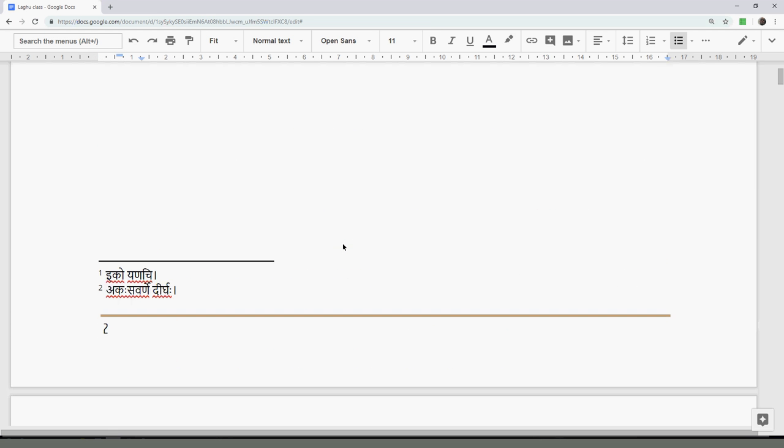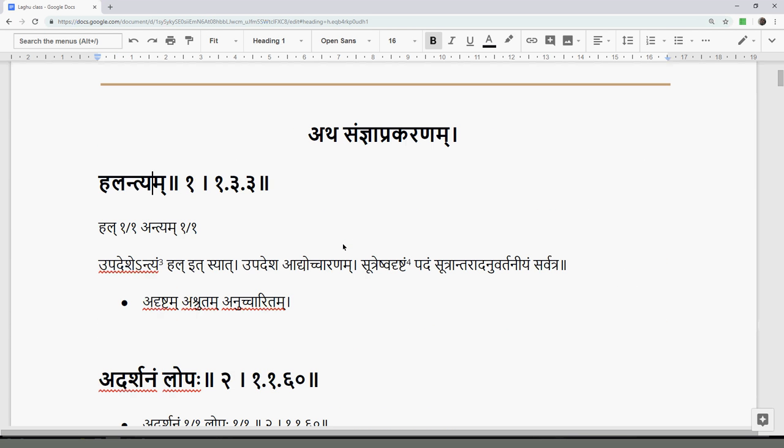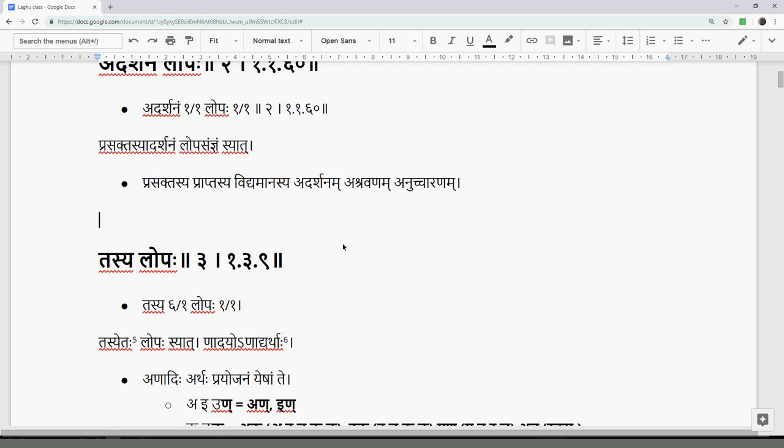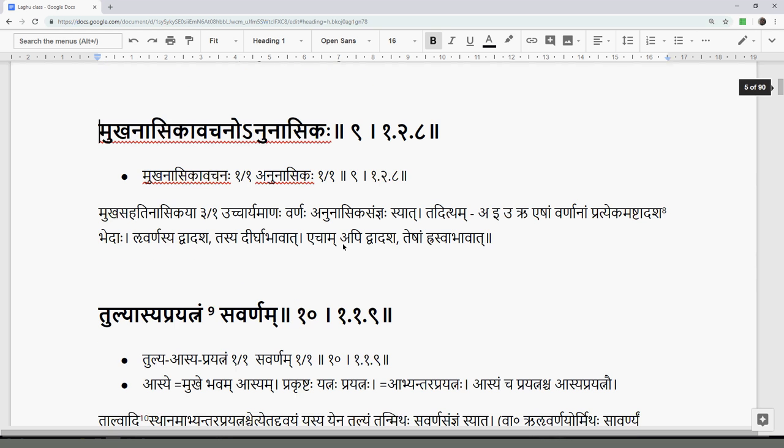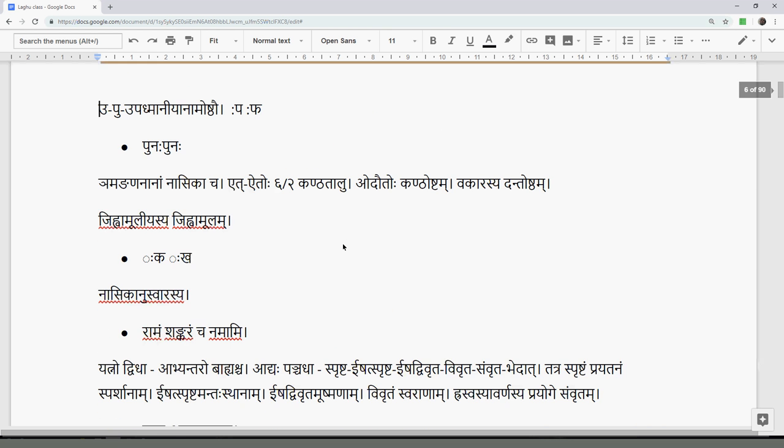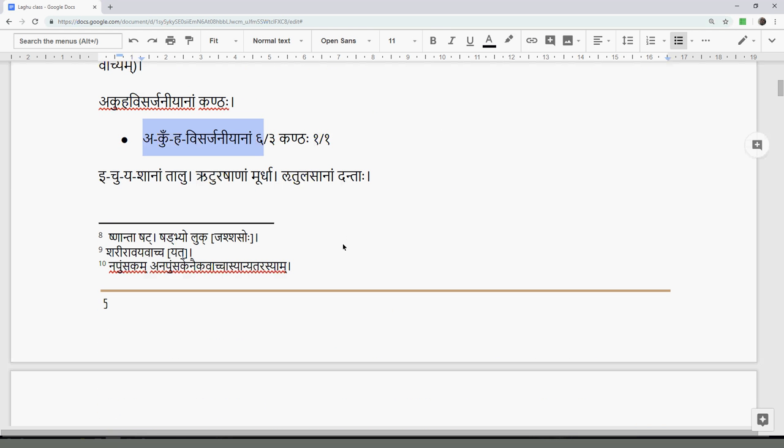We saw in the sutra upadeshe janunasika it. I mentioned just before this halantyam sutra, there is upadeshe janunasika it. An Anunasika vowel is it anywhere in the upadesha. And this sutra is an upadesha. Even the shiksha sutra is an upadesha. Where you see Akuha Visarjaniyanam Kantha, this Ukara, which is Anunasika, will get an Itsanya.